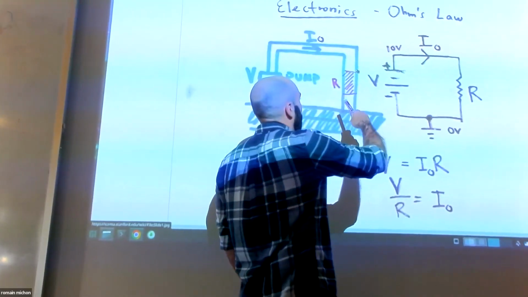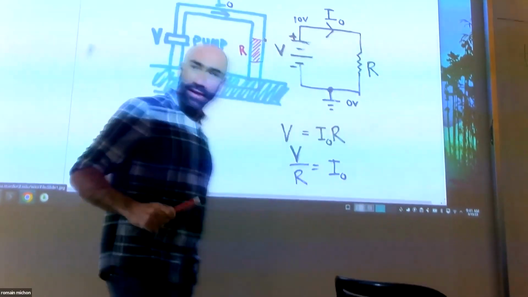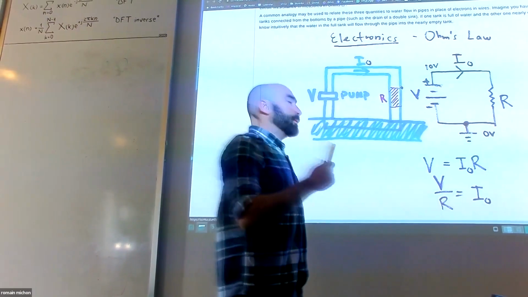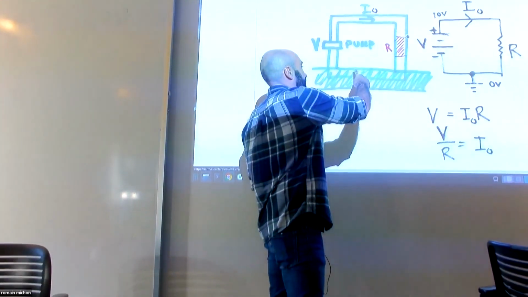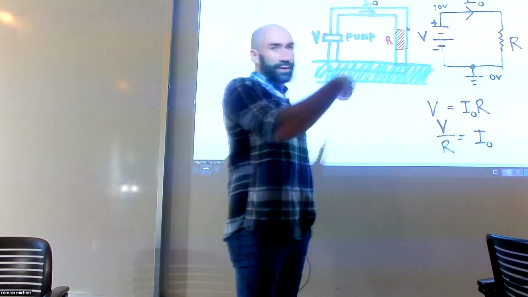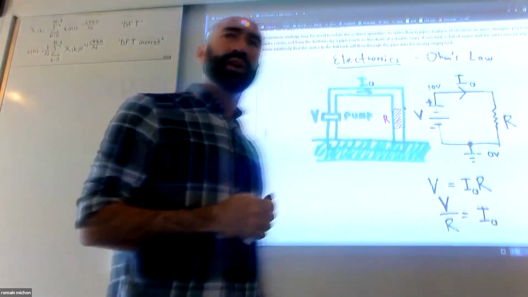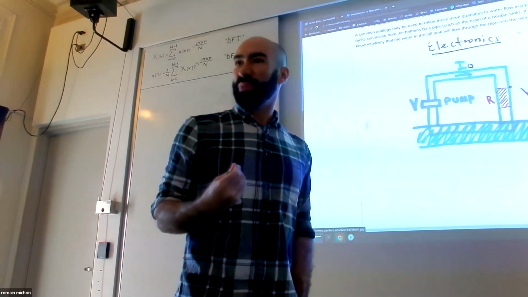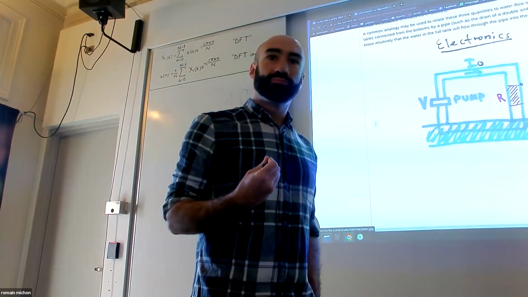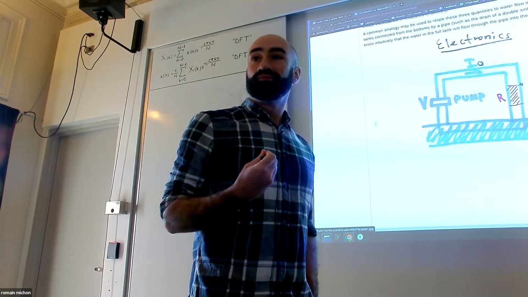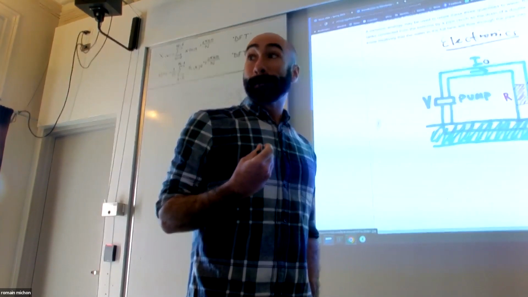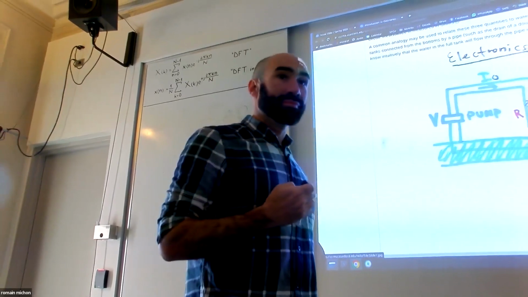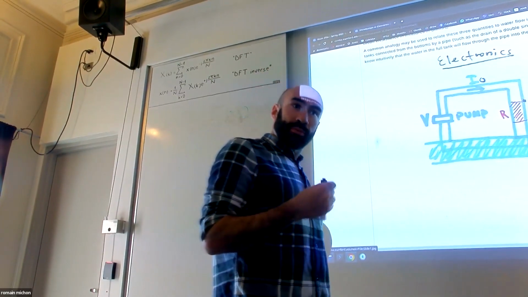Here we have a resistor. If we think about this metaphorical view of the pipe with the bucket, what would be the equivalent to a resistor in a pipe? Like the width? Yeah, exactly. It's going to be the width of the pipe.